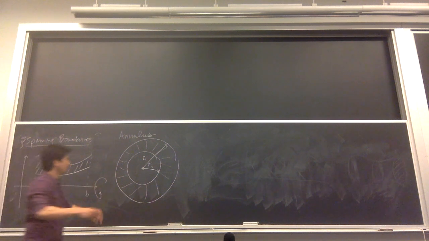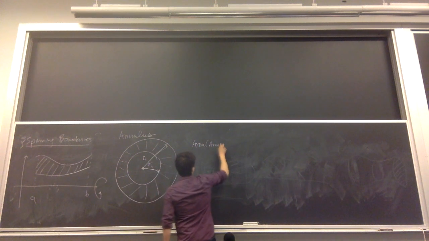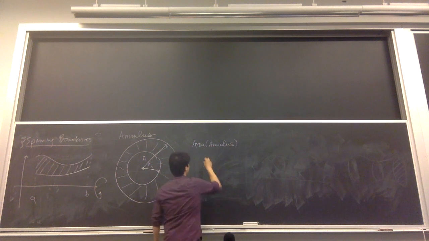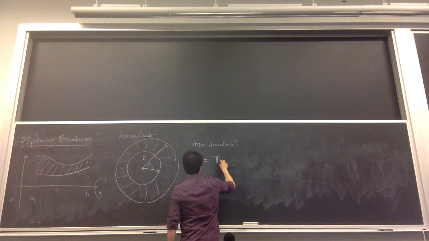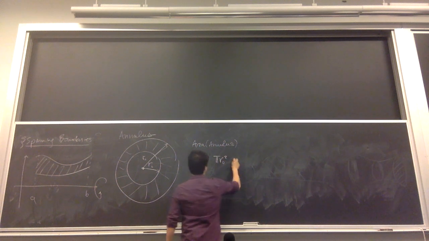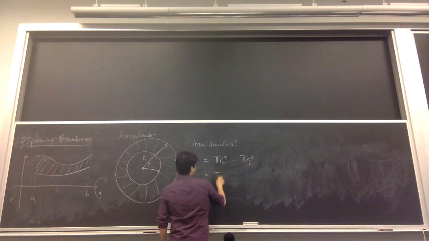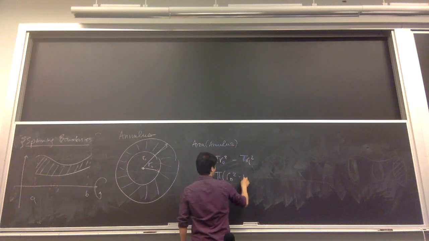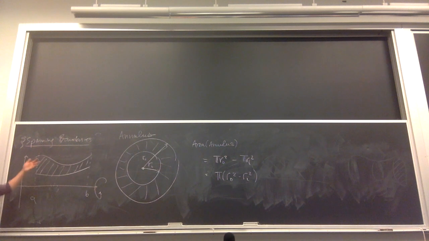Yeah, the whole disk. So the area of the annulus is equal to the area of the outer circle minus the area of the inner circle, which actually is just going to end up being this. Okay? So given two curves, the area that they sweep in rotation is going to be equal to this.